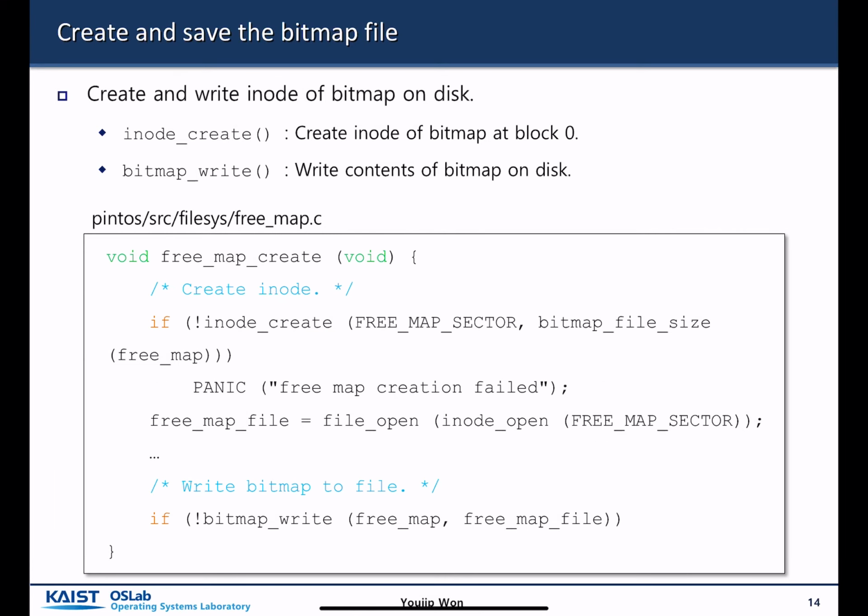The first step is to create and save the bitmap file. So you create the inode and write it to the disk. This is the actual code for creating a bitmap. You first have to create the inode for the bitmap. The first parameter is the location of the inode where you want to create the inode for a given file.